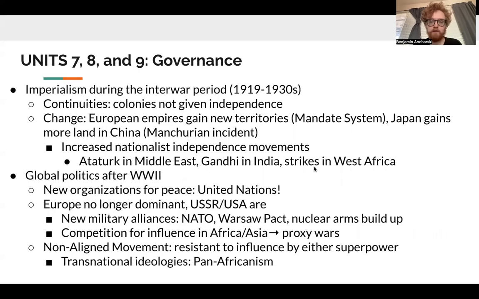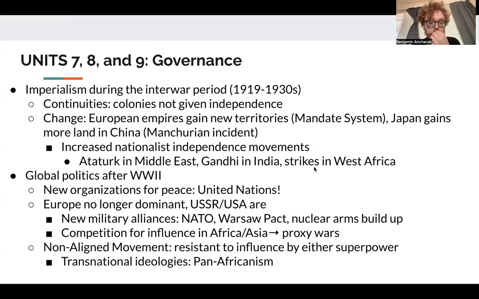All right. After World War I, we see a lot of continuity and change. The continuity is that colonies are still around. World War I was fought over imperialism, and that led to countries basically getting what they wanted from Africa and Asia. The change is that some countries get new territories in the mandate system, and Japan also is gaining more land in China. There are increased independence movements after World War I, and these are some examples right there: Ataturk in the Middle East, Gandhi in India, etc.